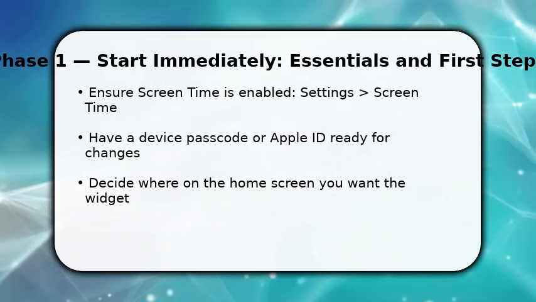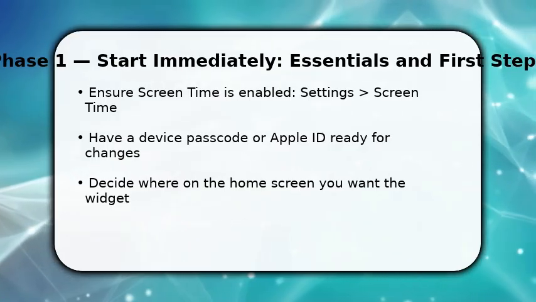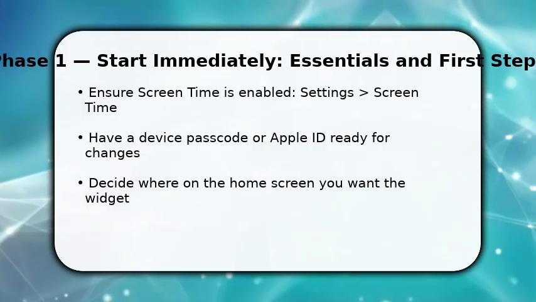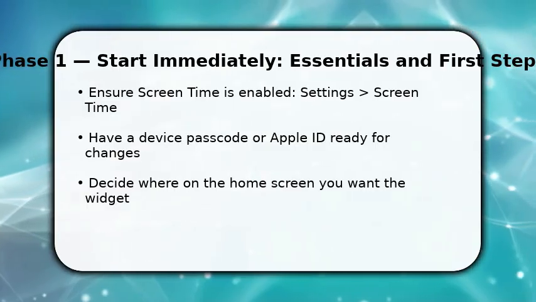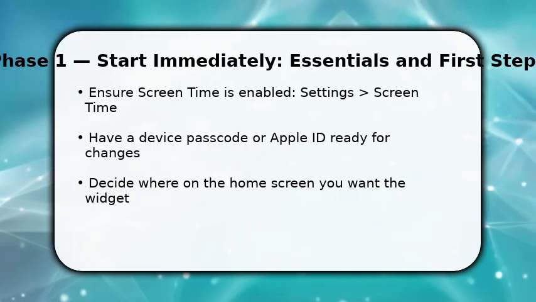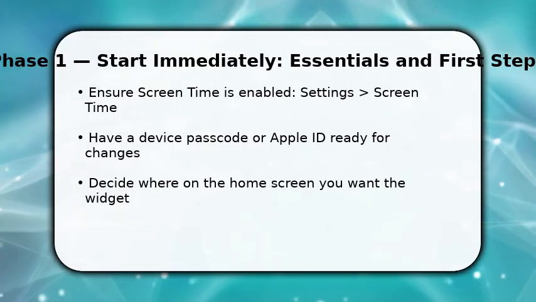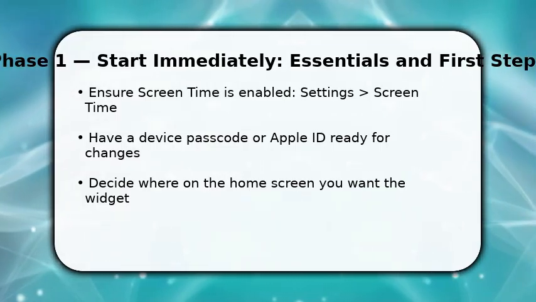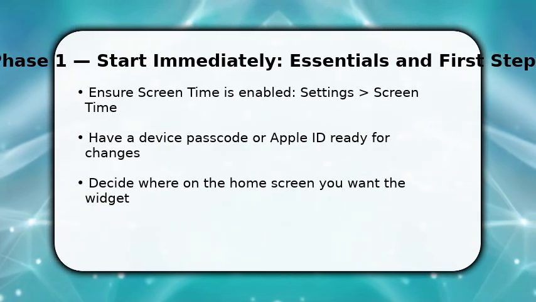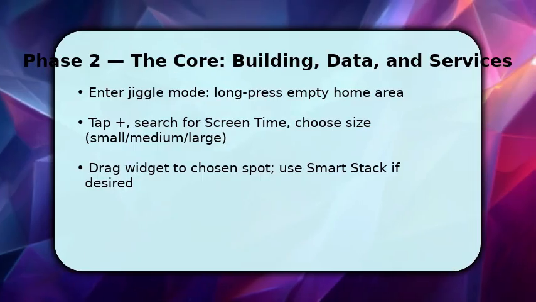Next, pick the exact home screen page and location where you want the data to appear, top row, middle, or a widget stack. Now move to the home screen editing mode so you can place the screen time widget exactly where it helps you check usage quickly. You're now in the middle of the process.